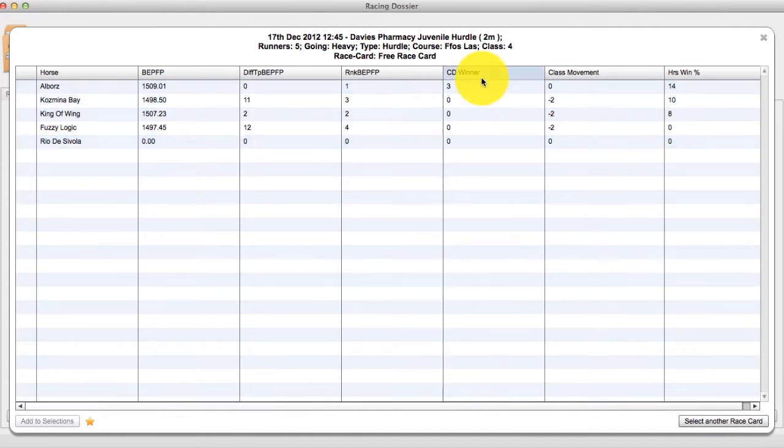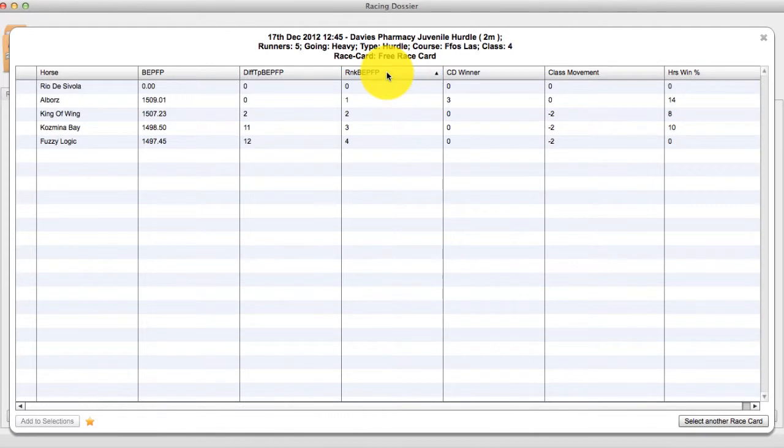Okay, we see that there's a 3 in the CD winner column, which means that this horse is a course and distance winner. Okay, so already we know that Alborz is looking strong. It's won more of its races than any other runner. It's a course distance winner. And it's staying in the same class as used to.